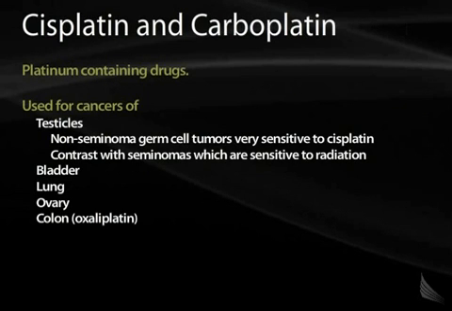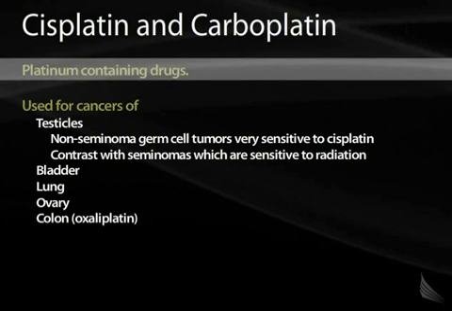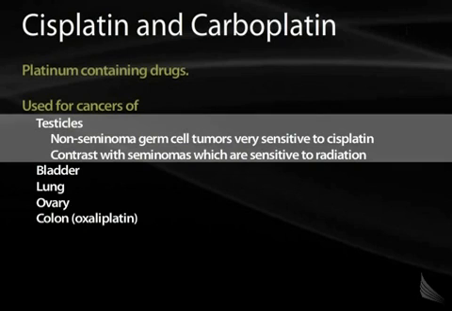The first two compounds in this category are cisplatin and carboplatin. These medications contain platinum, and they're used commonly for the cancer of the testicle, specifically the non-seminomatous germ cell tumor, which is very sensitive to cisplatin. Seminomas, however, are not responsive to cisplatin and carboplatin. These are usually sensitive to radiation.